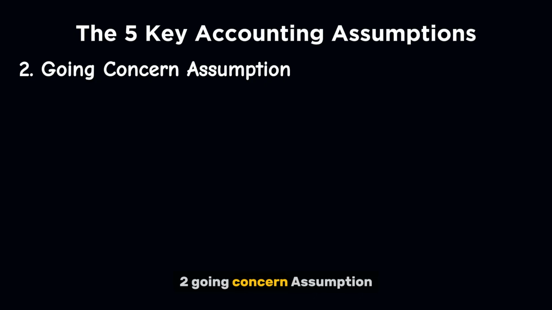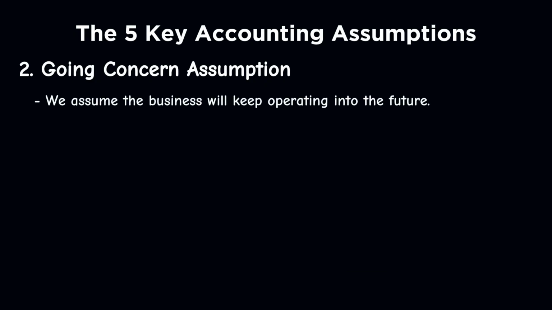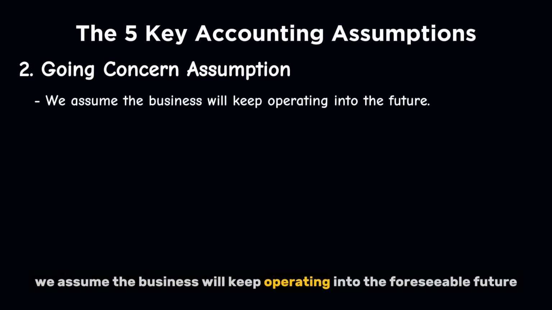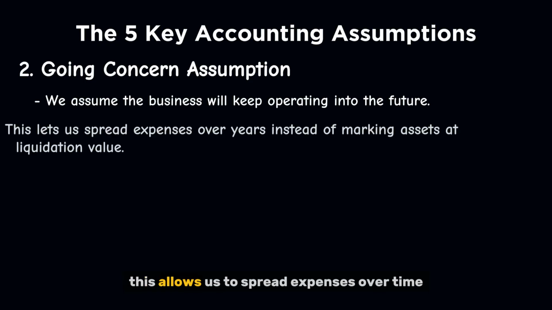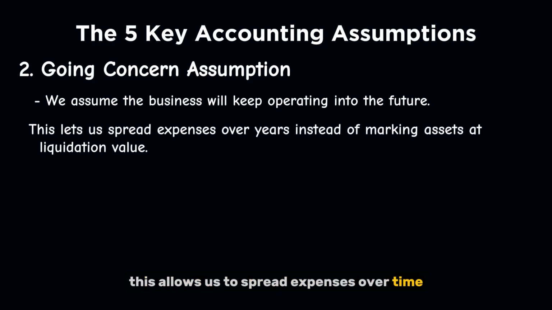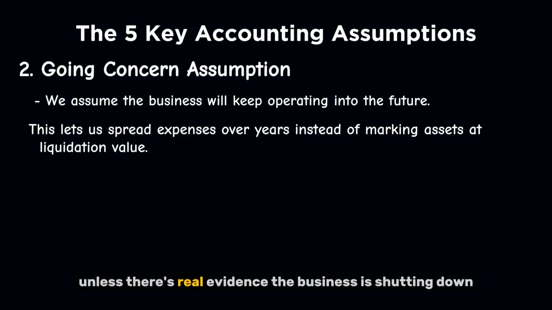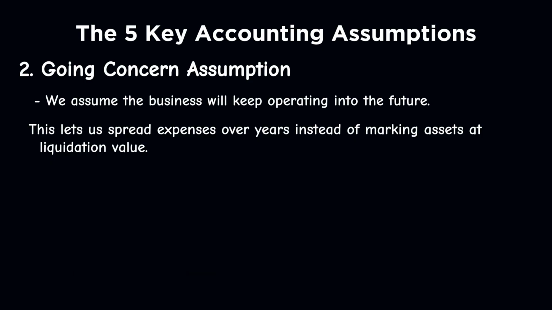2. Going concern assumption. We assume the business will keep operating into the foreseeable future. This allows us to spread expenses over time and avoid marking everything at liquidation value. Unless there's real evidence the business is shutting down, we treat it as continuing.